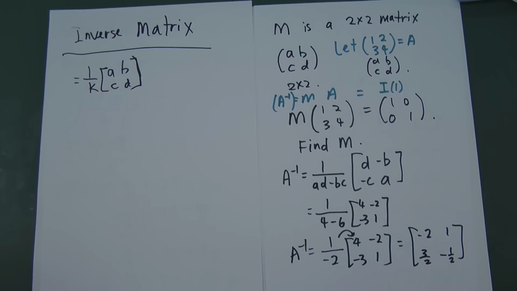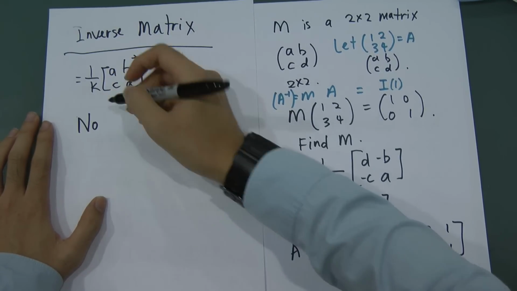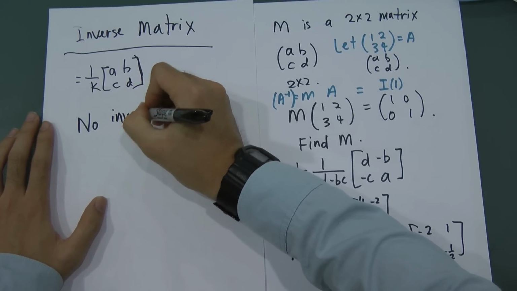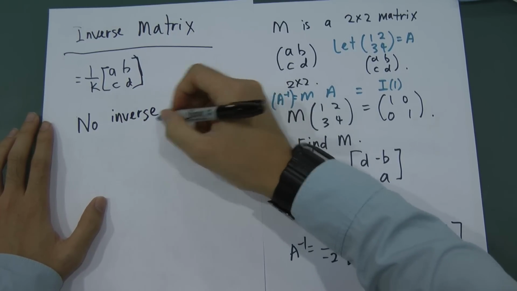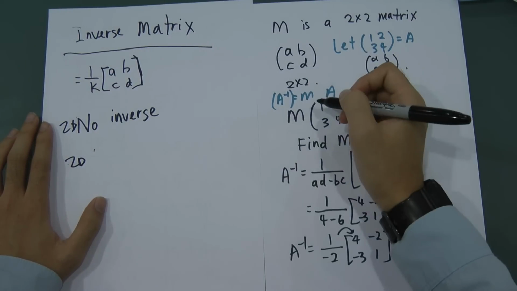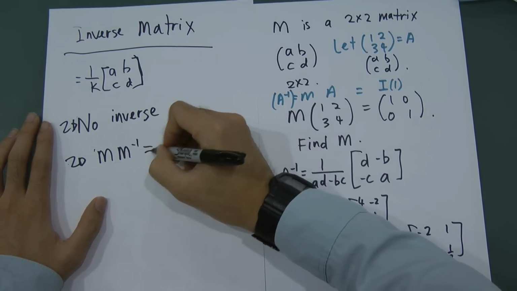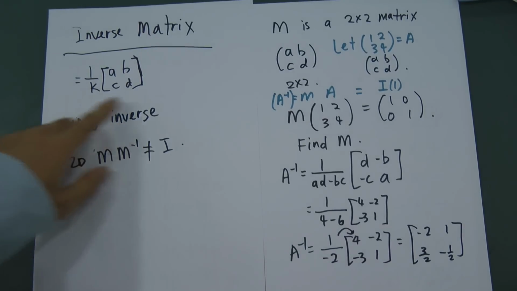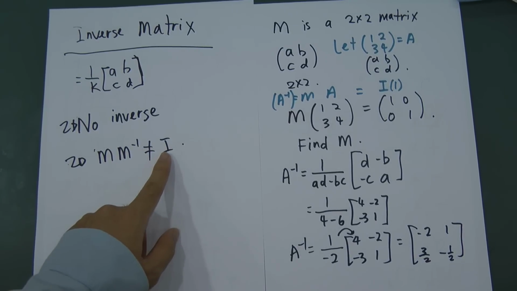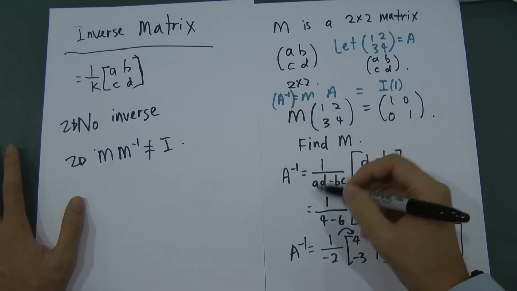If not, you couldn't solve the question. And then you might see another question. They say, if the matrix has no inverse. If you see no inverse, or sometimes they will write has no inverse matrix, or sometimes they will write M multiplied by M inverse is not equal to I. You will see something like this. When you say no inverse, or M multiplied by M inverse is not equal to the identity matrix, what does that mean? That means AD minus BC will equal 0.